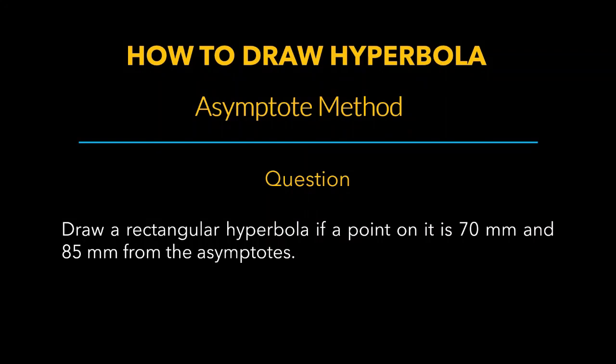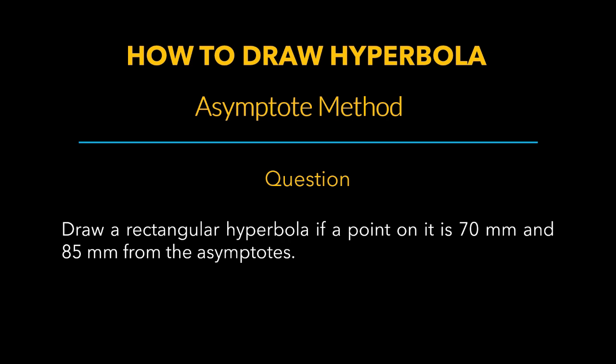In this video, we'll be discussing how to draw a hyperbola by the asymptote method. The question reads like this. Draw a rectangular hyperbola if a point on it is 70 mm and 85 mm from the asymptote. Now, in the question, it is not given from which asymptote it is 70 mm or 85 mm, but one thing is given: it's a rectangular hyperbola. That means the angle between the asymptotes is 90 degrees.